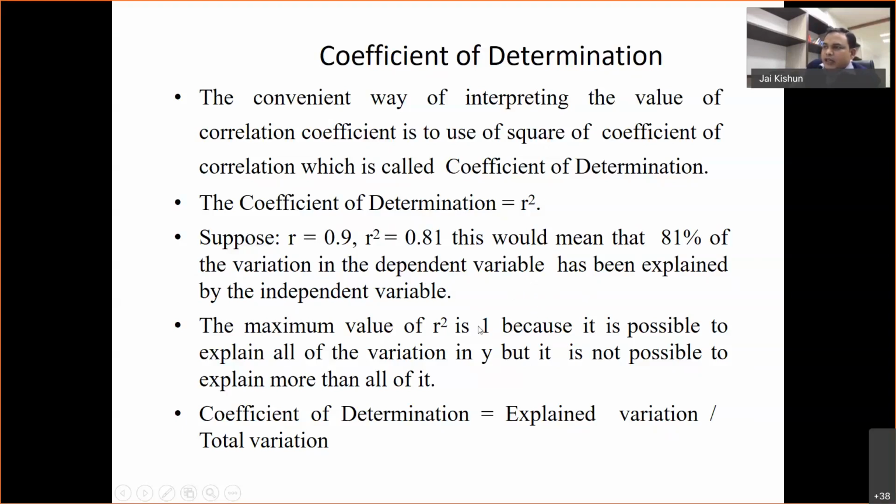The maximum value of R square is also 1, because it is possible to explain all of the variation in Y, but it is not possible to explain more than all of it. There is also a formula: the coefficient of determination is equal to the explained variation divided by the total variation.